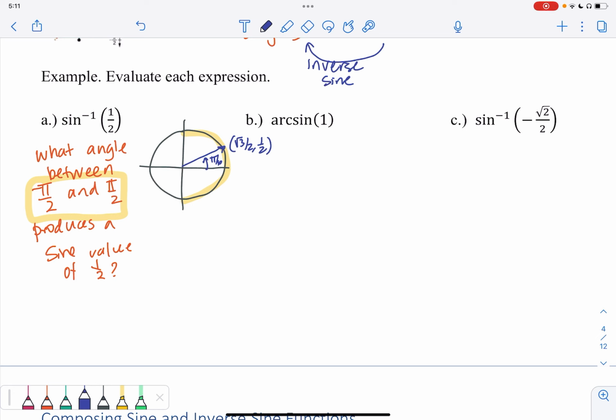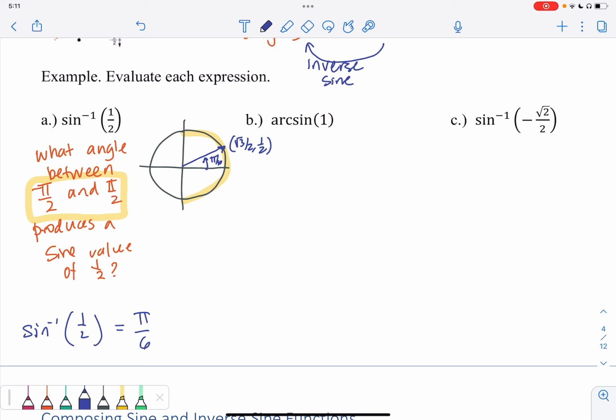So what I found is, the question was, what angle between negative pi over 2 and pi over 2 produces a sine value of 1/2? That angle is pi over 6. Since the output of the inverse is an angle, sine inverse of 1/2 is equal to pi over 6. All right, what about arc sine of 1? It's the same idea. What angle between negative pi over 2 and pi over 2 produces a sine value of, instead of 1/2, a sine value of 1.